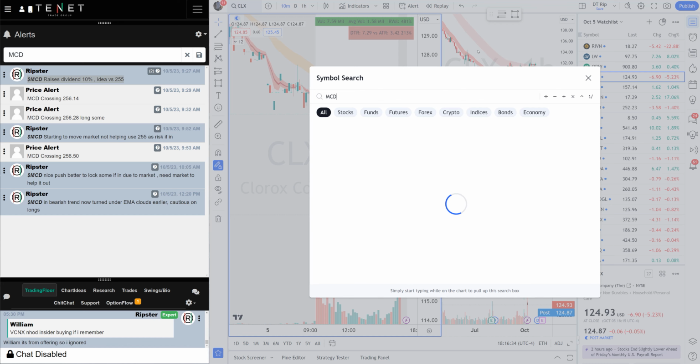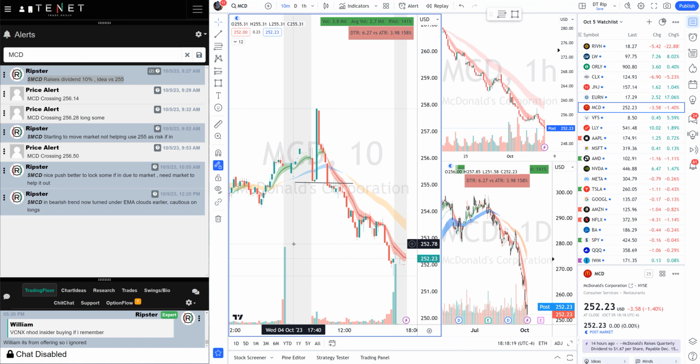Let's see. All right, TradingView acting up here. So MACD had a raised dividend. The plan on MACD was to long versus 255. So 255 was risk, so we longed it versus 255 when it started moving over EMA Clouds. So that was good. It started to push, 255 was our risk, and it hit 258, and I was not really expecting such a big fade.